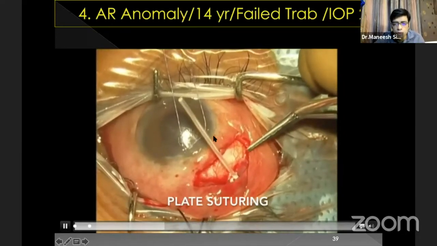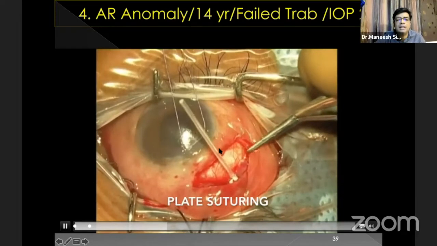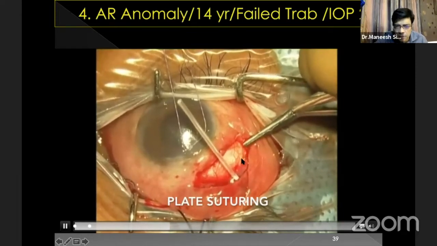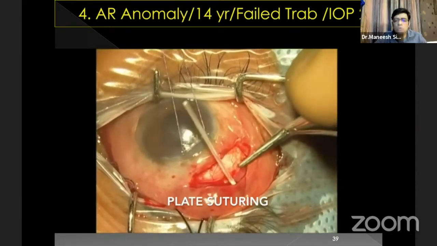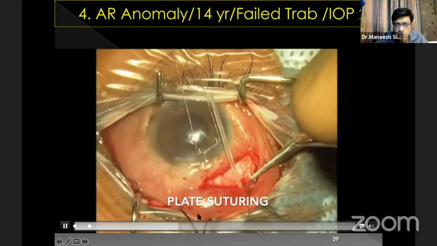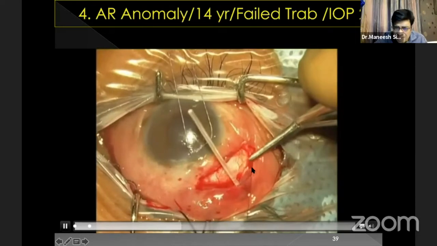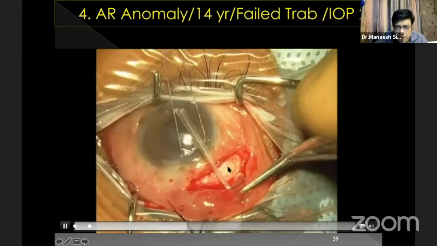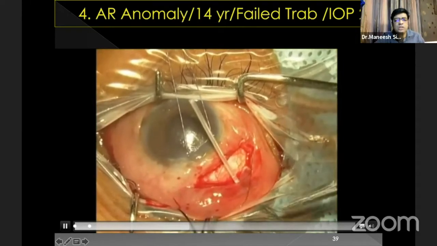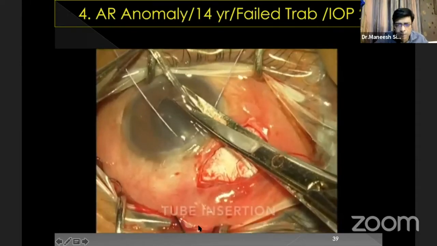Now, plate suturing should be done at least 8 to 10 millimeter behind the limbus. In this case, probably I'm doing just 8 millimeter. You can use a non-absorbable suture like a 9-0 nylon, like I use a 9-0 nylon. This suturing is extremely important. Suture it properly. If the plate is too anterior, there will be pressure on the suture section. You have a higher chance of plate erosion.